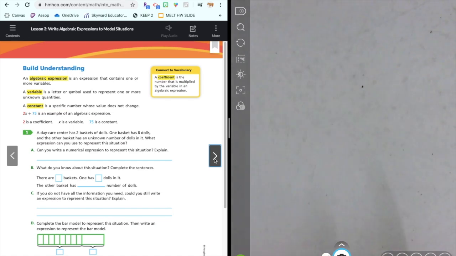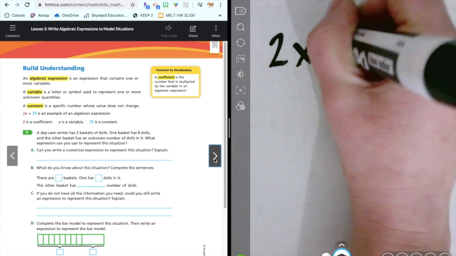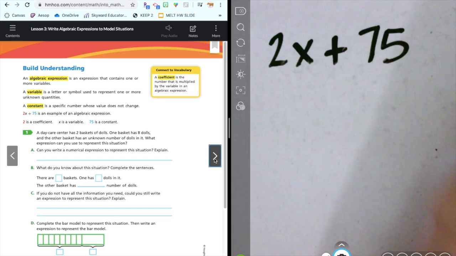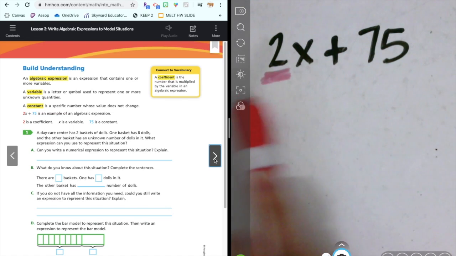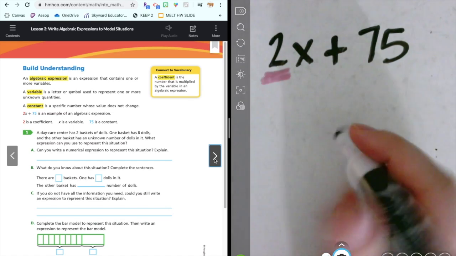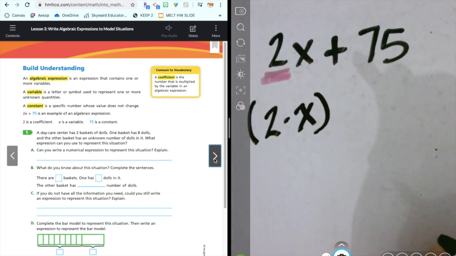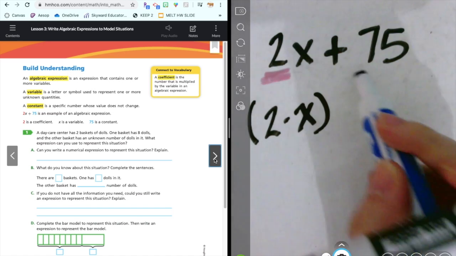So in the example, we have 2x plus 75. That's what they gave us. Well, 2 is our coefficient. The coefficient simply sits in front of the variable, and it's being multiplied. So even though it just looks like 2x, in our head we're thinking 2 times x. And then the 75 is the constant.